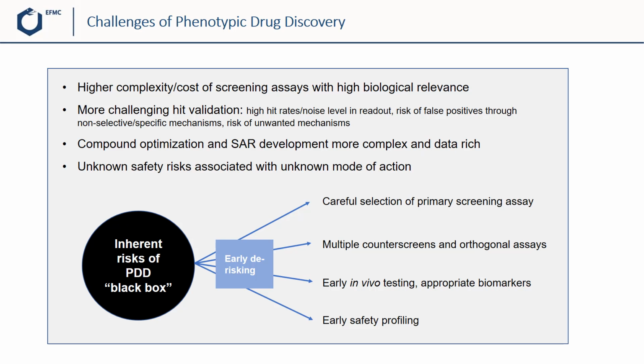Logically, the compound optimization in SAR can be more complex and data-rich than in a target-based program. Especially with new and unknown mechanisms, as mentioned, safety risks have to be assessed. To achieve a needed early de-risking, the primary assay needs to be carefully selected and multiple counter screens and orthogonal assays need to be in place. Ideally, you would look into an early in vivo confirmation and the use of high-value biomarkers, and also perform early safety profiling.